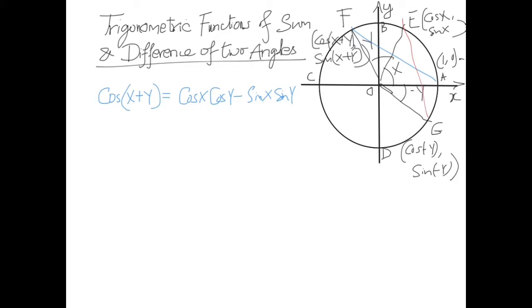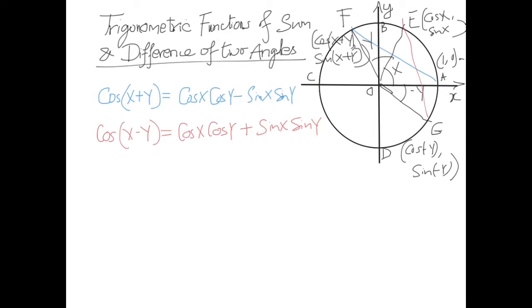Now if you substitute y with minus y in the first expression, you can derive the expression for cos of x minus y. Simply substitute y with minus y. So here it will be cos x, and cos of minus y is cos y, as we know, so this will not change. But sin of minus y is minus sin y, and sin x is sin x, so this will become a positive term, sin x into sin of minus y, which is minus sin y, so therefore plus sin x sin y.